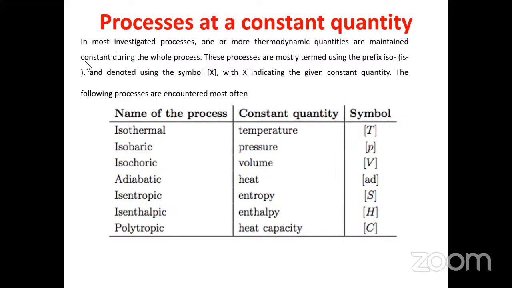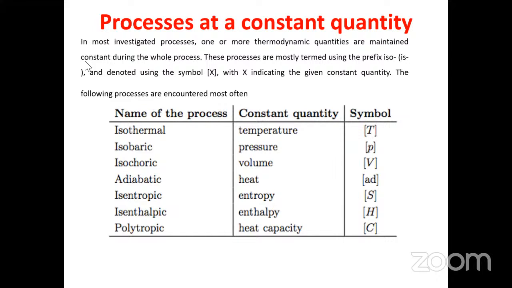Here we have isothermal, which means the process is taking place at constant temperature, and the symbol is capital T. If it is taking place at constant pressure, you call the process isobaric, and then the symbol is P. If the process is taking place at constant volume, you call that process isochoric, and the symbol for that is capital V.